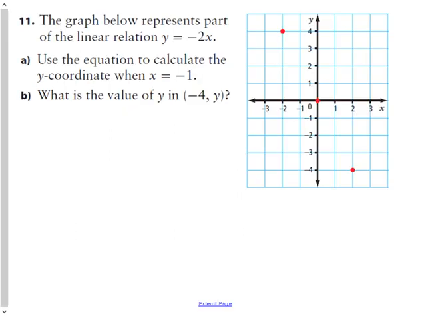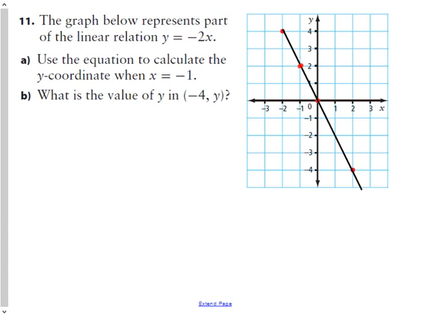Question 11 says the graph below represents part of the linear relation y equals negative 2x. In fact, it represents 3 points. It says use the equation to calculate the y coordinate when x equals negative 1. Well, an easier way to do that would be to take a line and simply connect the points together. And then say when x is negative 1, which is right here, what is y? Well, there it is.